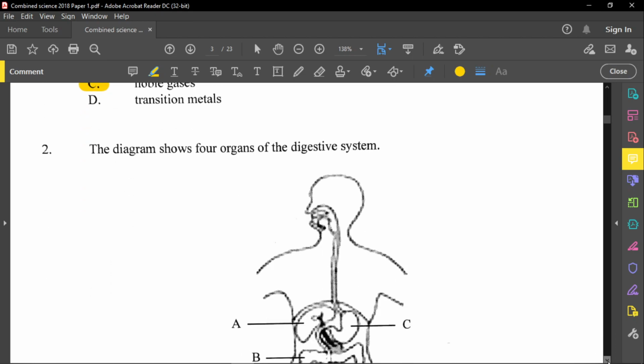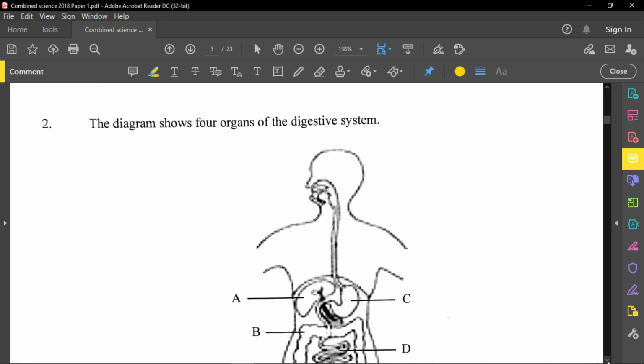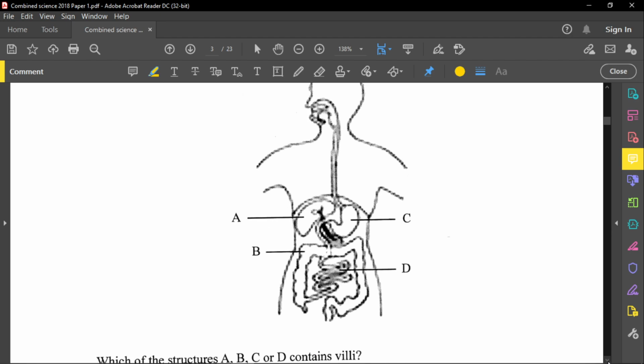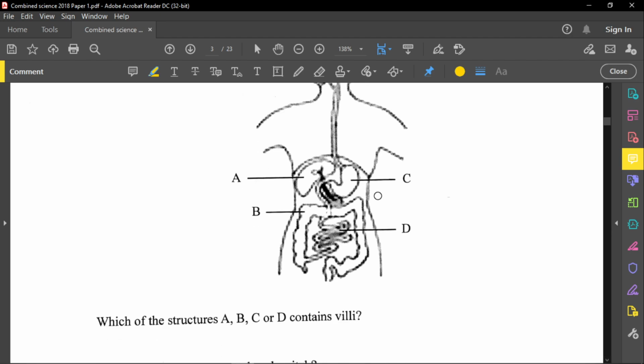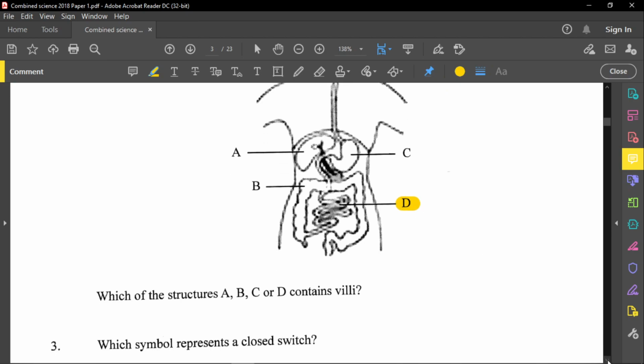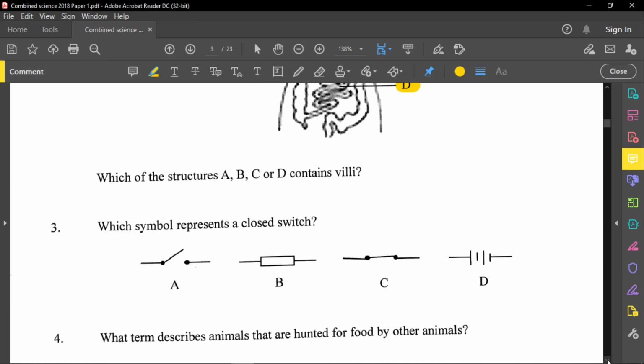And then for question number 2, it says the diagram shows 4 organs of the digestive system. A is the liver, B is the large intestine, C is the stomach, and D is the small intestine. It asks which of the structures A, B, C, or D contains villi, and villi are present in the small intestine, and those are important for absorption of digested nutrients.